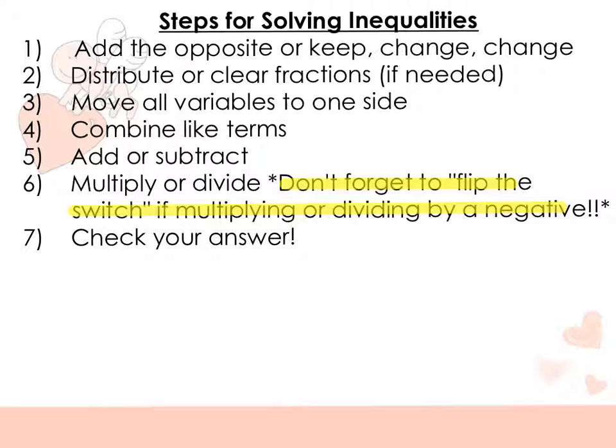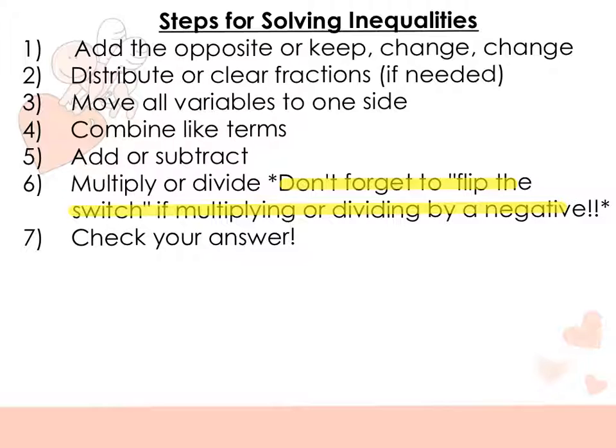Combining like terms if needed. Adding or subtracting, and then multiplying or dividing. And don't forget that when you're multiplying or dividing, you need to flip the inequality sign when you're multiplying or dividing by a negative. And again, we do this when we're solving. Sometimes you have to flip everything on its end in order to make graphing a little bit easier. Okay? The last step is, again, check your answer.